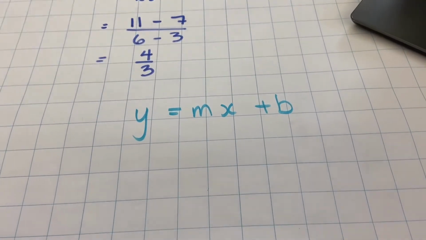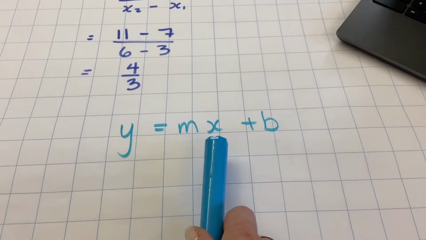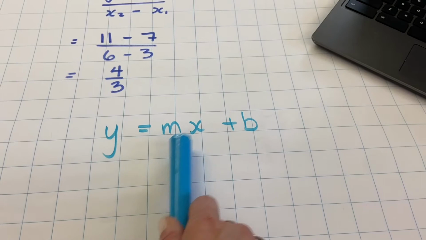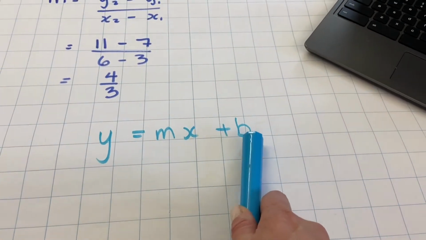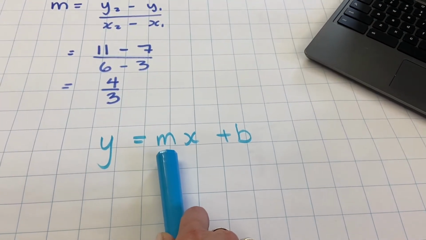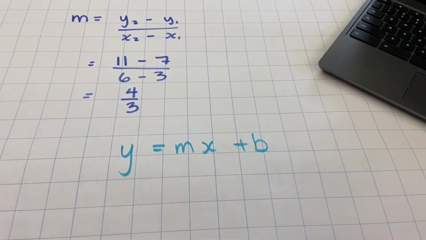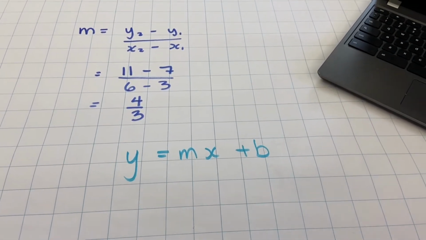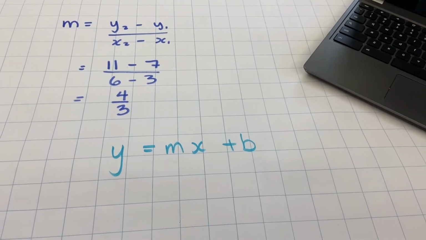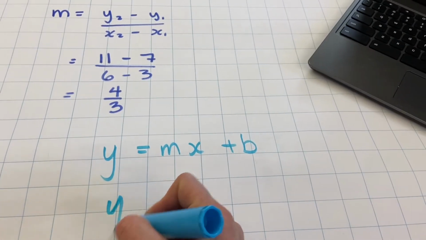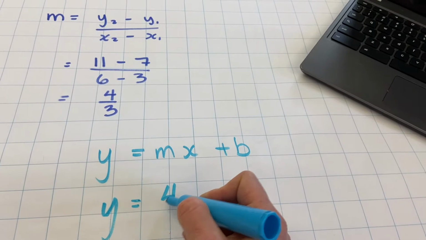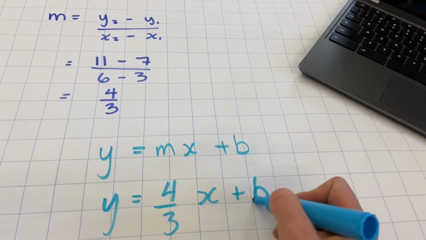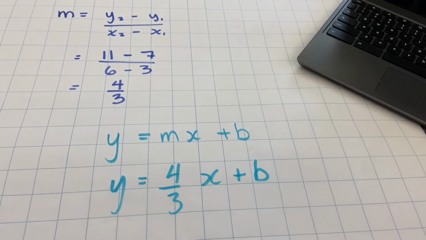So I'm going to use this equation, y is equal to mx plus b. Remember, that's just the same as y is equal to rate of change times x plus initial value. M stands for rate of change, b stands for initial value. So since I don't want a big long decimal in my equation, I'm going to keep the fraction. So I'm going to have y is equal to 4 over 3 x plus b. And I want to find the b.